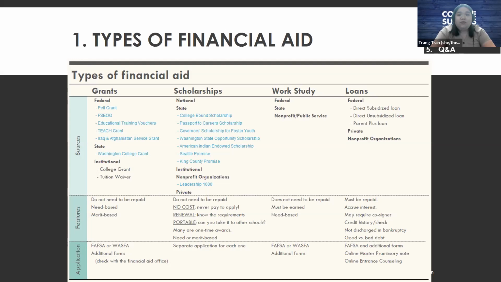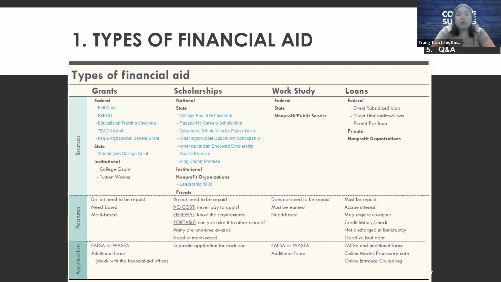The other free aid is scholarships, and there are national, state, institutional, nonprofit, and private scholarships available to students. An important feature to look for when applying for scholarships is to make sure, first, there's no cost to apply. If at any time a scholarship application asks a student to pay, that's a huge red flag and an indication of a scam. So make sure that students are aware of this and steer clear of any fraudulent or untrustworthy scholarship sources.